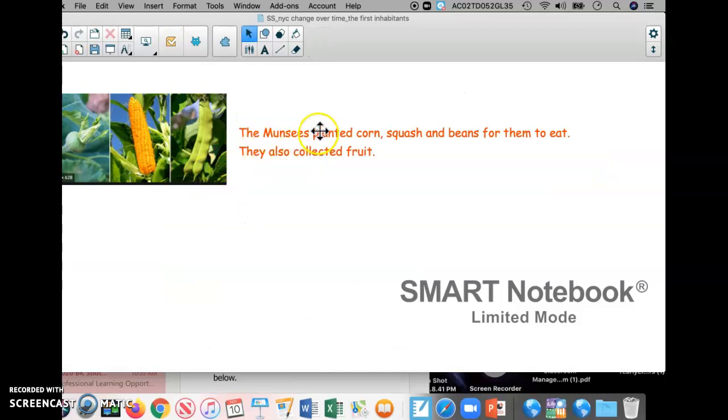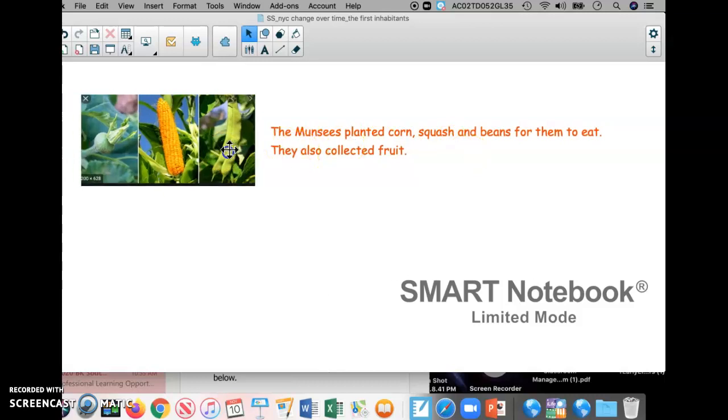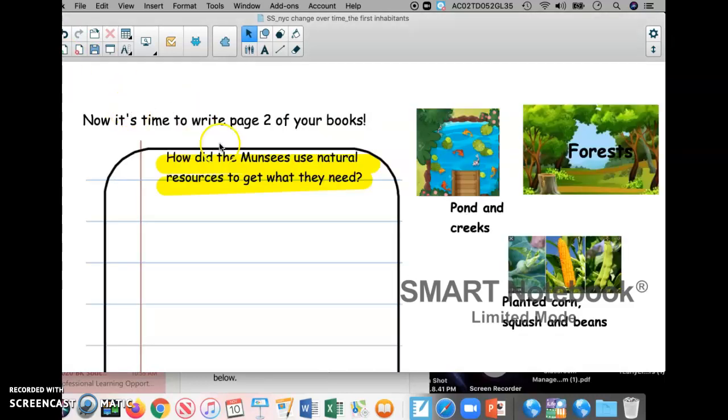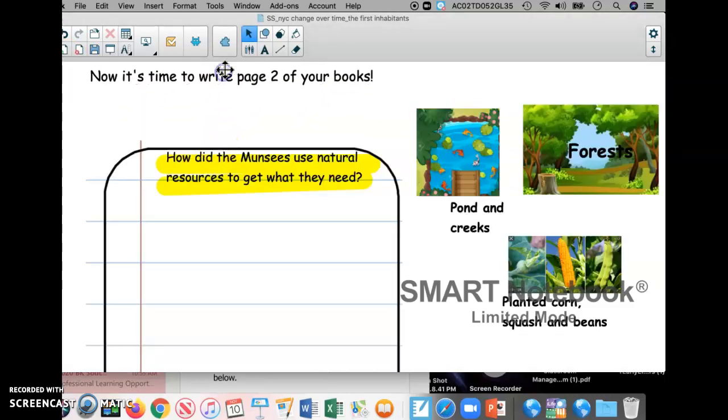The Muncies also would plant corn, squash, and beans for them to eat. They also collected fruit. This is an example of squash, corn, and beans. So now today we're going to do part 2 of our book.